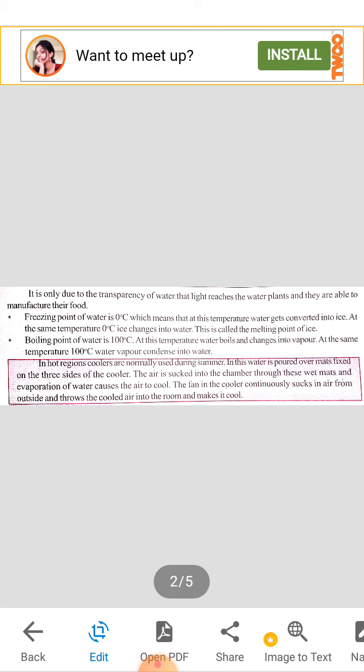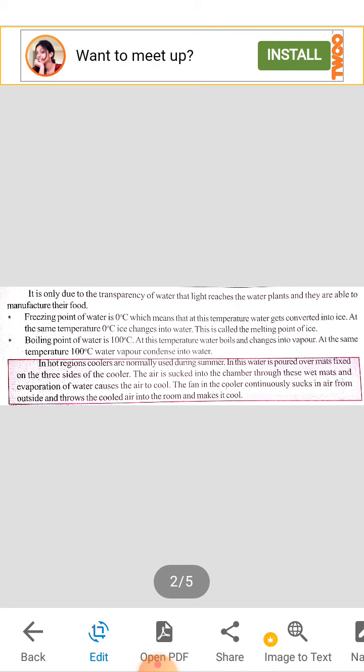The first point: due to the transparency of water, light reaches the water plants and they are able to manufacture their own food. Means when the water is transparent, only then is light able to reach inside the water in the ocean bodies, and only then are the water plants able to prepare food, because without sunlight they cannot prepare their food. When the water is transparent, light reaches inside, and only then does it get the proper way to prepare its food.